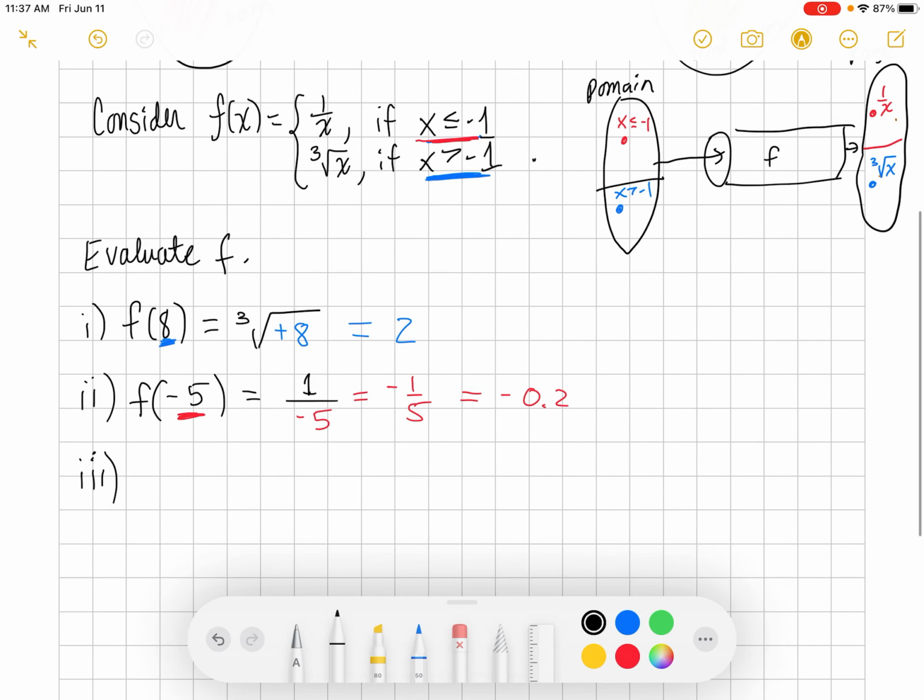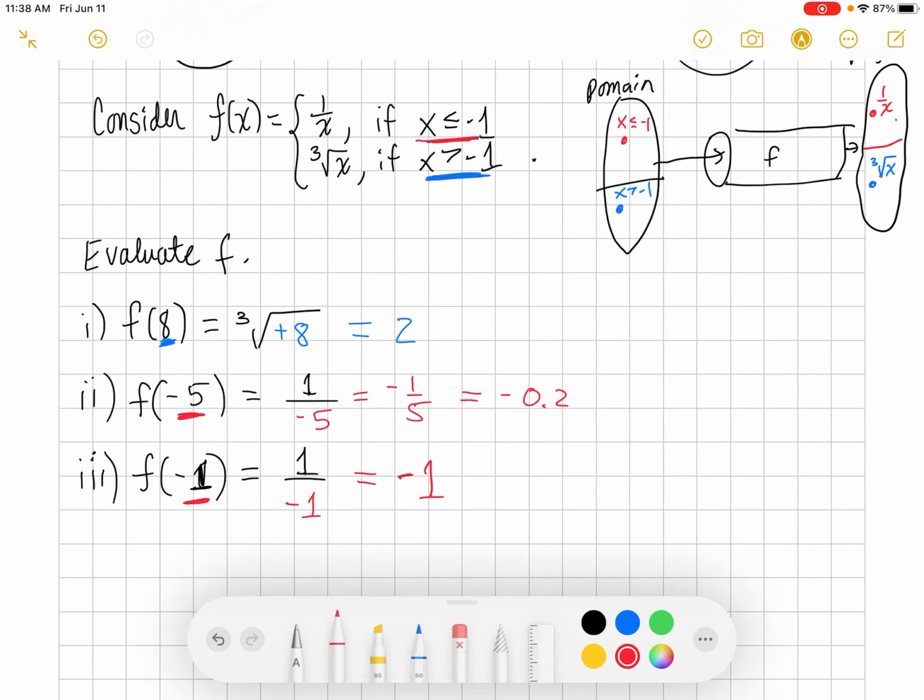What if we did 3? Let's say we wanted to find what f of negative 1 is. Well, negative 1, we have to determine if that input, that x value, negative 1, is going to be less than or equal to negative 1, or is that greater than negative 1? It's red, right? It's going to be a red value. Negative 1 is less than or equal to negative 1, so we're going to use the first definition, 1 over x. Well, what's 1 over negative 1? It's simply negative 1.